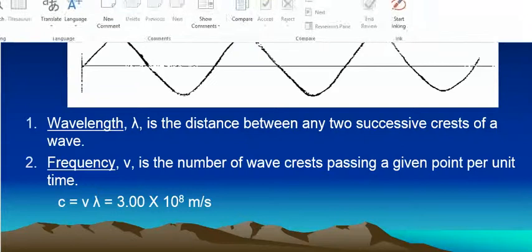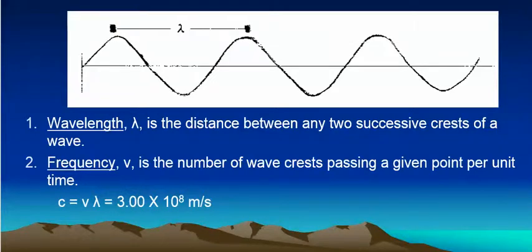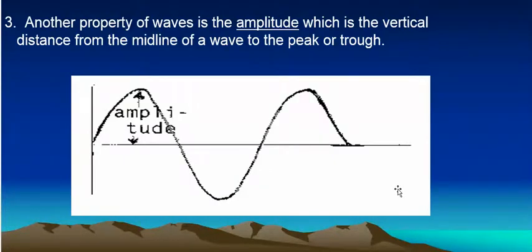One of the main equations that we're going to use for electromagnetic radiation is c equals lambda nu. c is the speed of light, 3 times 10 to the 8th meters per second. That is constant. We're going to set that equal to the product of wavelength times frequency. Another property of waves that we can measure is the amplitude, which is just the wave height.